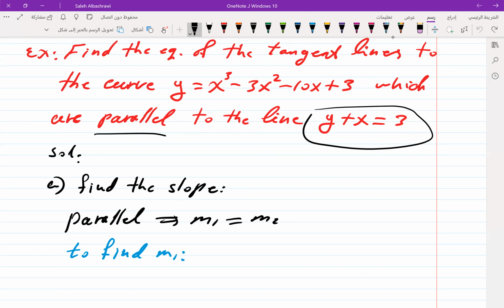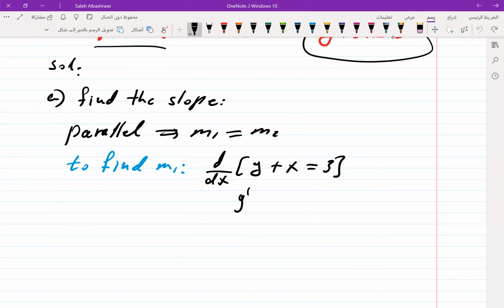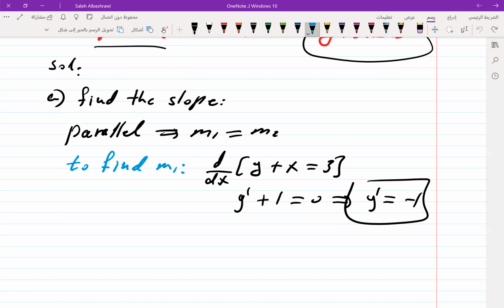To find m1, we'll differentiate the equation of the given line, d/dx of y plus x equal to 3, which will give me y prime plus 1 equal to 0, which means y prime equal to minus 1. This is equal to m1. And since these lines are parallel, m1 equal to m2 from this relation. So m2 equal to minus 1.